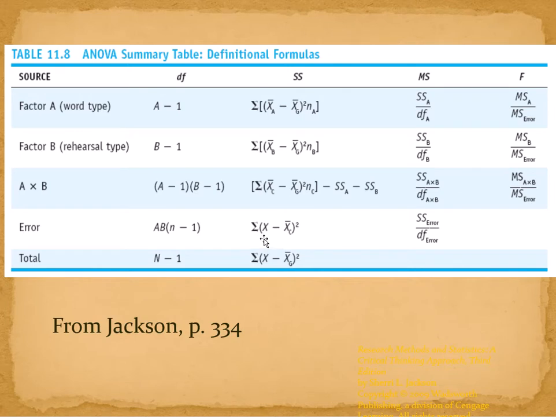We calculate error the same way we did before, in within, and n minus 1 for our total. And then again, this is how much each individual score minus the grand mean squared is going to be our sums of squared. And for sums of squared error, it's going to be each individual score minus the cell average that it's in. So it's the actual group A, group B, group C, or group D.